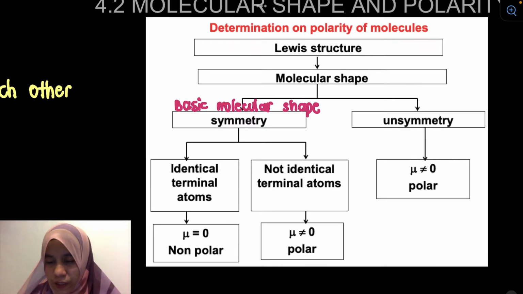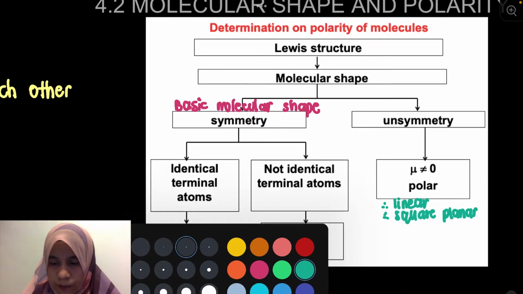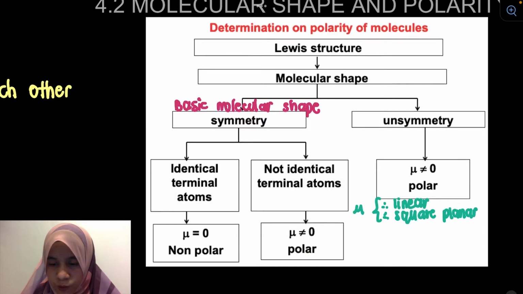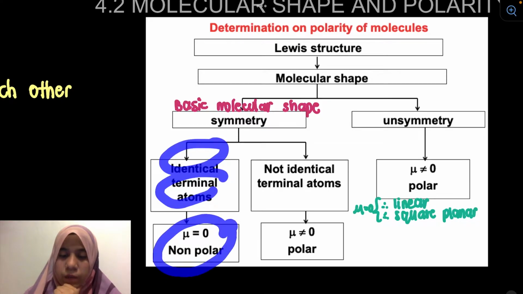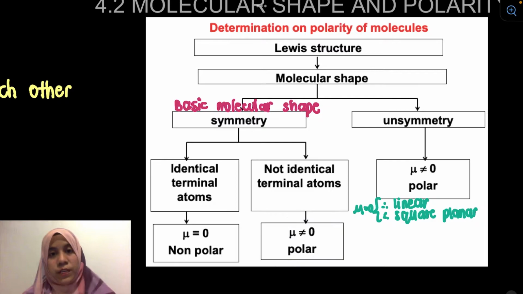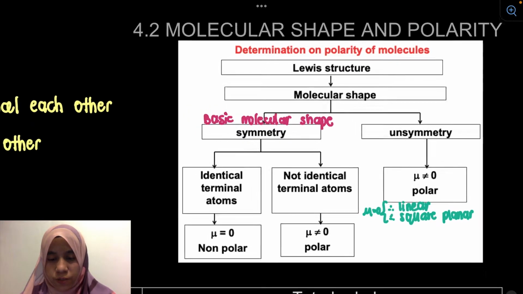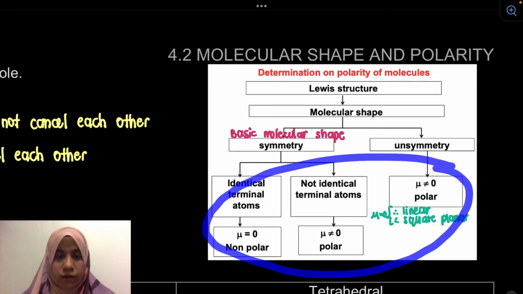The exception is where mu is equal to 0. It has its own exceptions. For the basic molecular shapes, if the terminal atoms are identical, it is non-polar. But if they are not identical, then it is polar. In this video, I actually want to explain this summary with the extra notes.